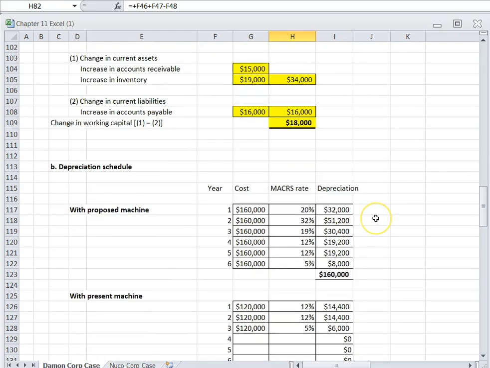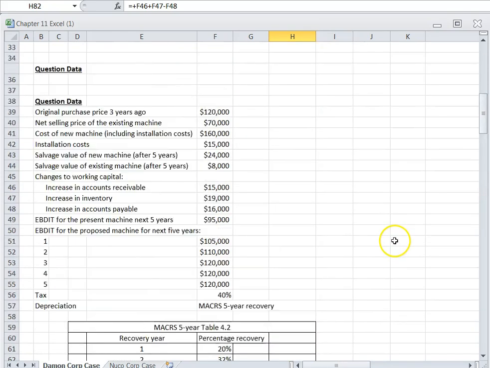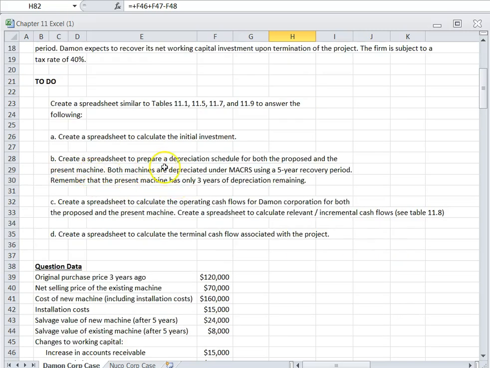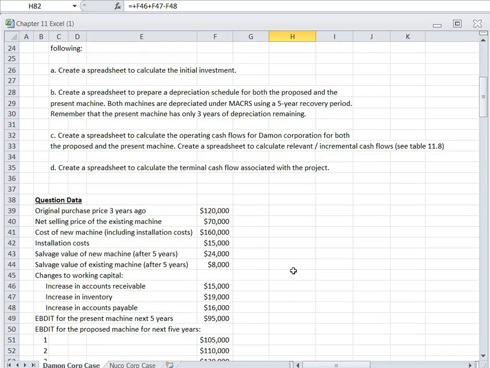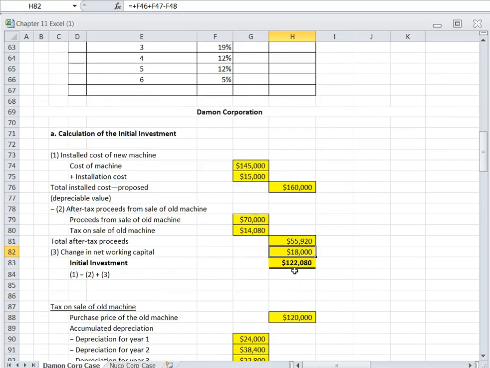Okay. Now let's go to part B. So part B says, go back here. Create a spreadsheet to prepare the depreciation schedule for both the proposed and present machine. Both machines are depreciated on the 5-year modified accelerated cost recovery schedule. And remember, the present machine only has 3 years.